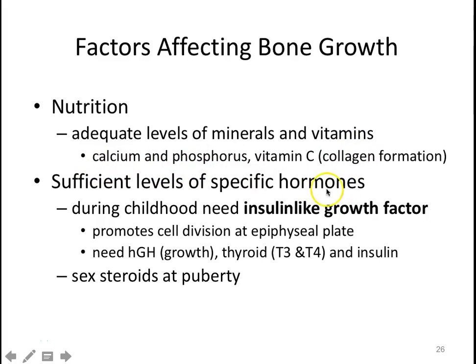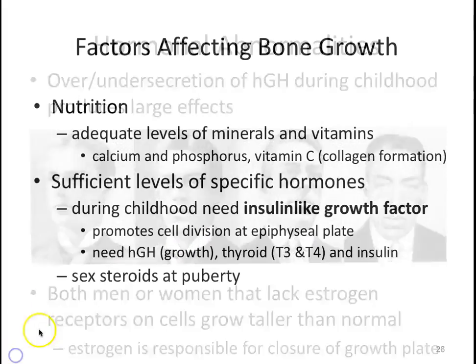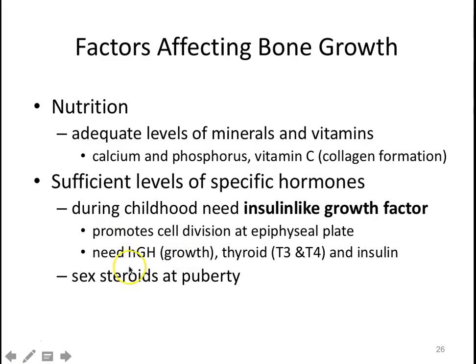You also need specific hormones to drive this process. So you need to have something called insulin-like growth factors. These will promote cell division at the epiphyseal plate. Oops, back one. You need human growth hormone. That's what HGH is, human growth hormone, as well as your different thyroid hormones and insulin. All of these are going to be key in allowing proper bone growth. We'll talk more about these hormones when we get into Bio 202.